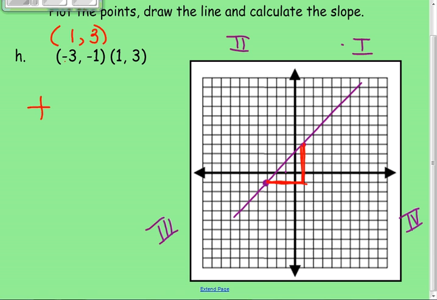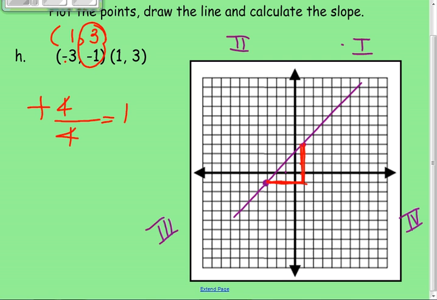This is 4 spaces away, right? 1, 2, 3, 4. How many up or down? 1, 2, 3, 4. So that's equal to 1. We reduce our answers, by the way. Some of you didn't reduce your answers, even though I said reduce your answers.